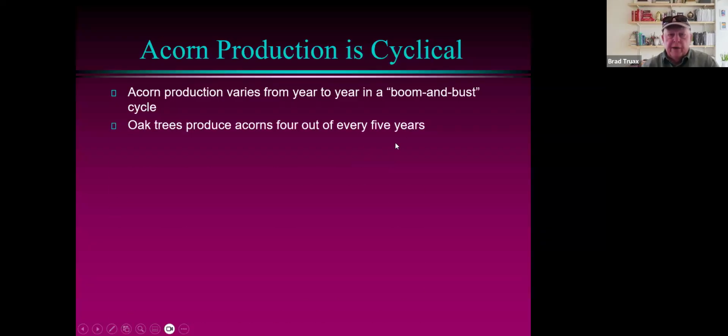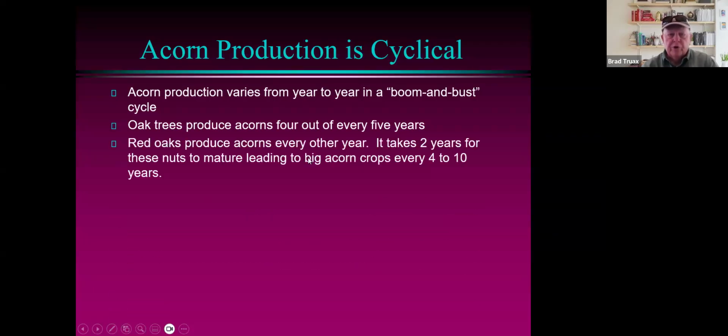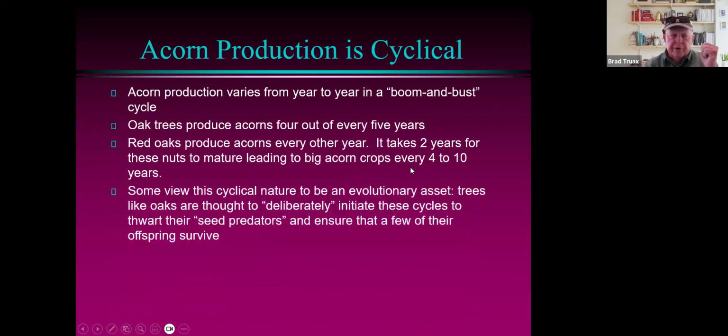Oak trees produce acorns roughly 4 out of every 5 years. Actually, red oaks produce acorns every other year. And it takes 2 years for these nuts to mature. And it leads to big acorn crops about every 4 to 10 years. And some view this cyclical nature as an evolutionary asset. And let me explain this.